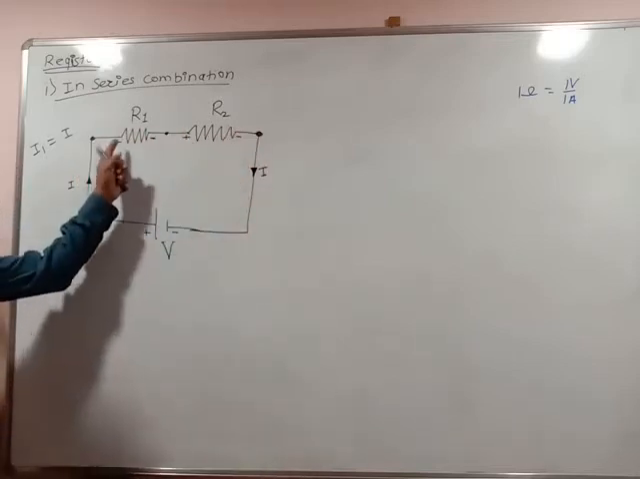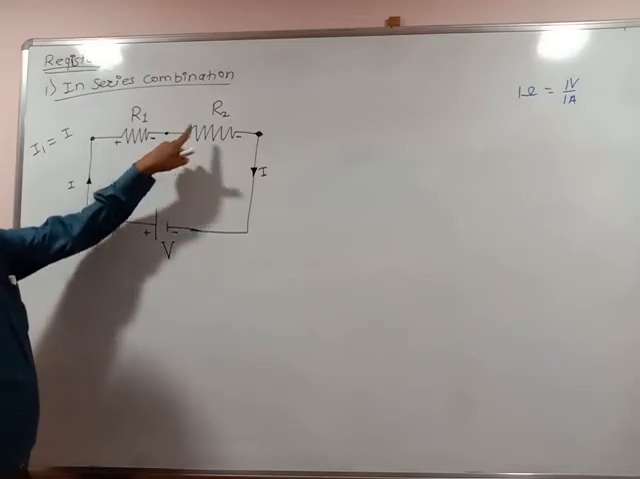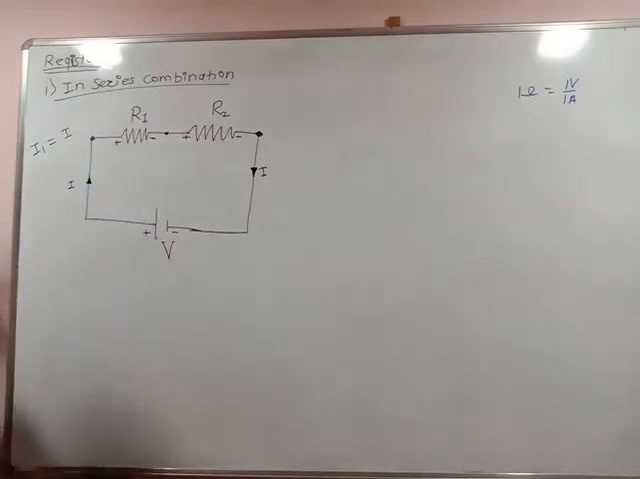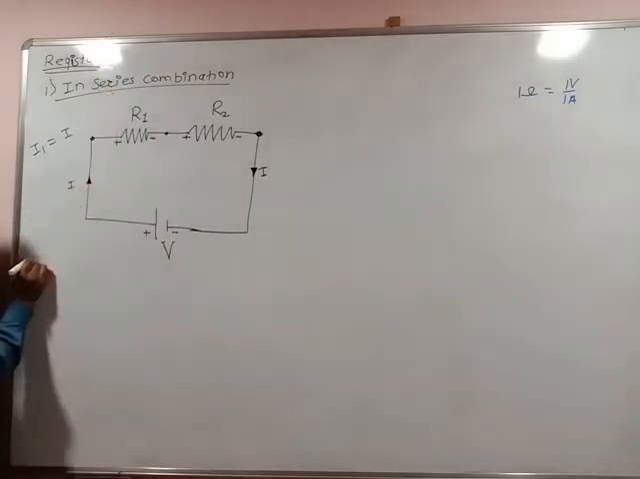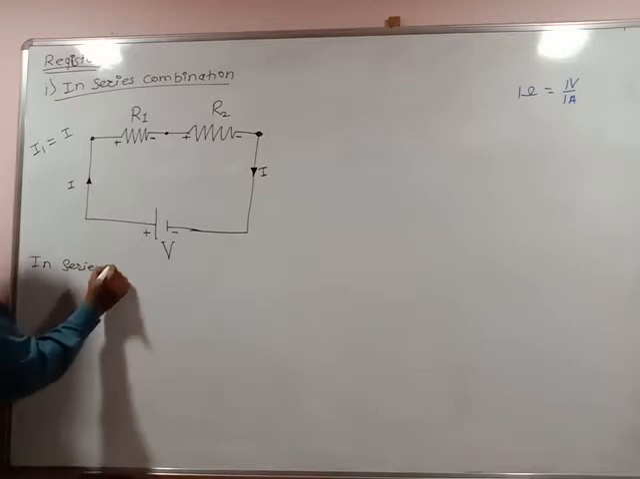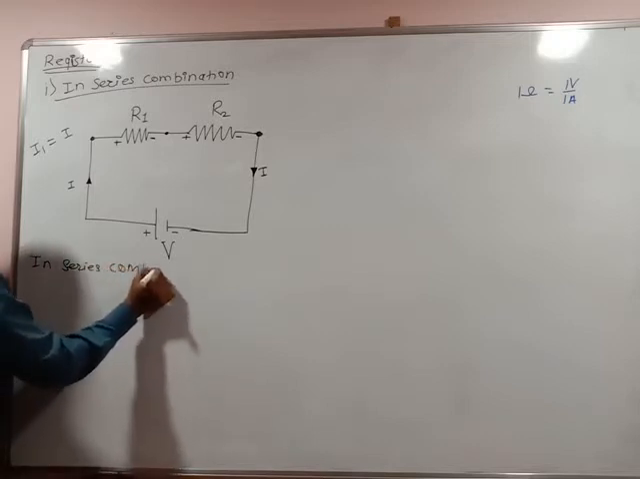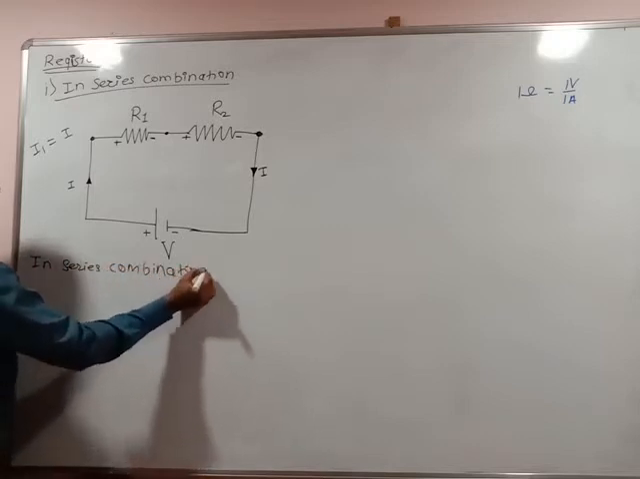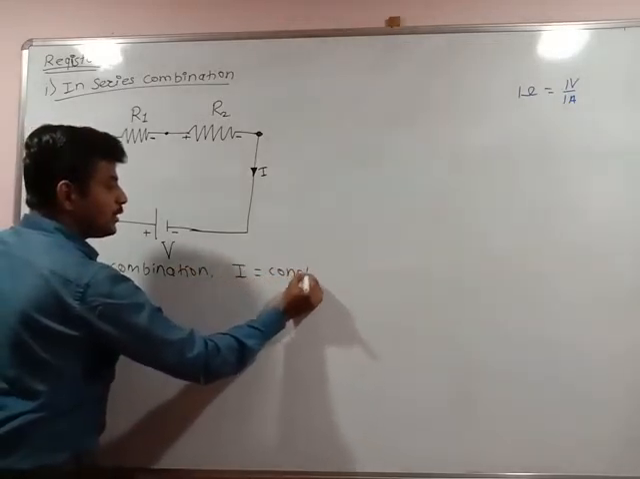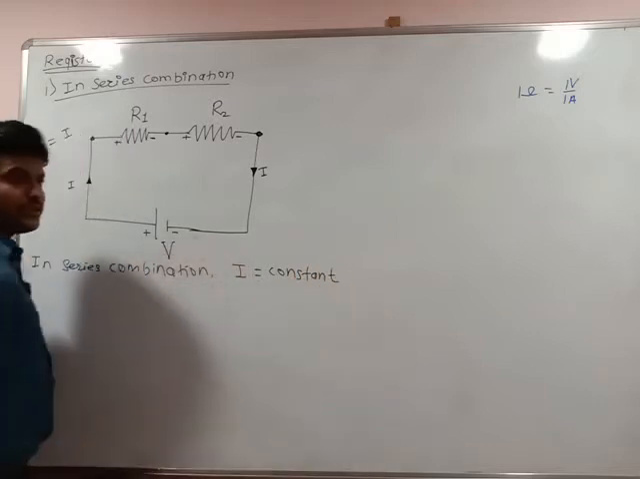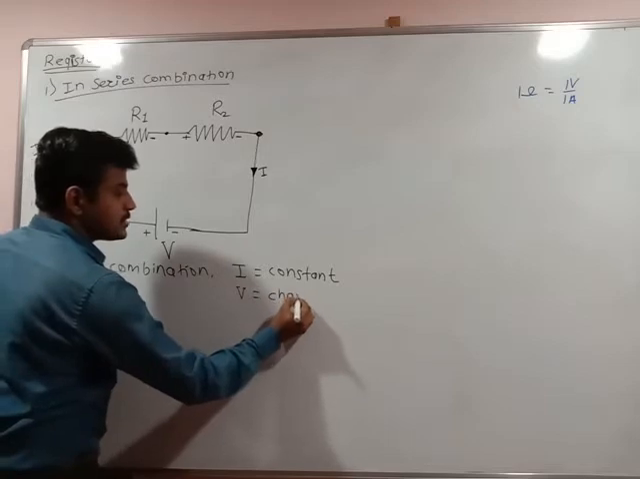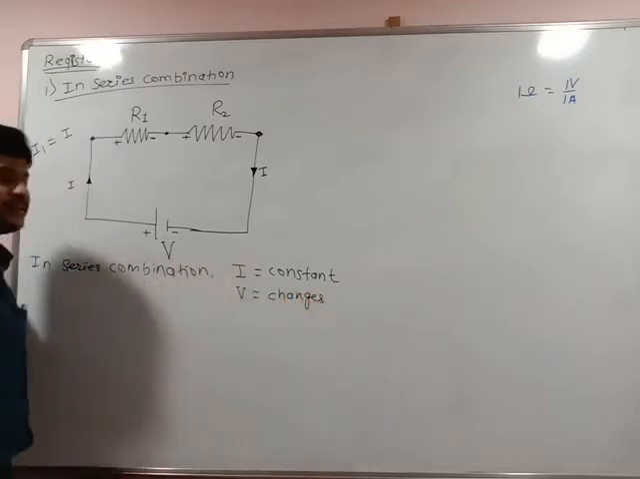Okay, so this is end of one resistor connected to starting point of other resistor. So this combination is said to be a series combination. But keep in mind, in series combination, you might know this in 10th standard, in series combination, current I passing through the circuit is always constant and voltage always changes. Changes means it has a different value.